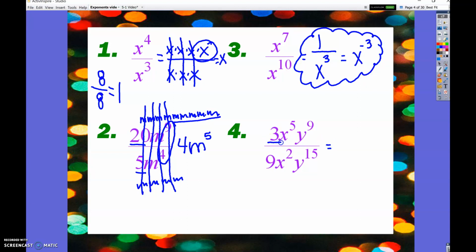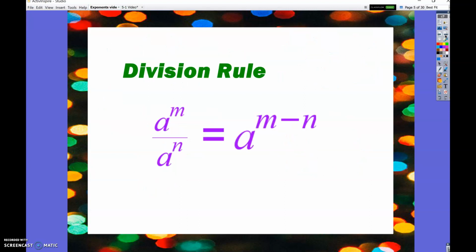On this one, we know 3 and 9 reduce to 1/3. x to the 5th and x squared, I'd have 5 of them on top and 2 on bottom. So 3 would be left over on top. And 9 of the y's written out here, and 15 down here, so I would have 6 left on the bottom. So our subtraction will be applicable when our bases are the same and we're dividing. That is, if my bases are both a here, and the powers are m and n, I will subtract n from m.